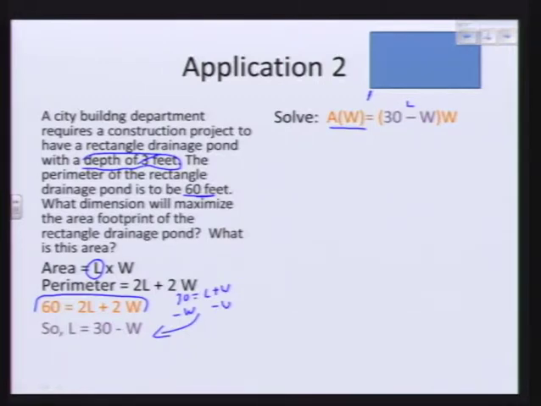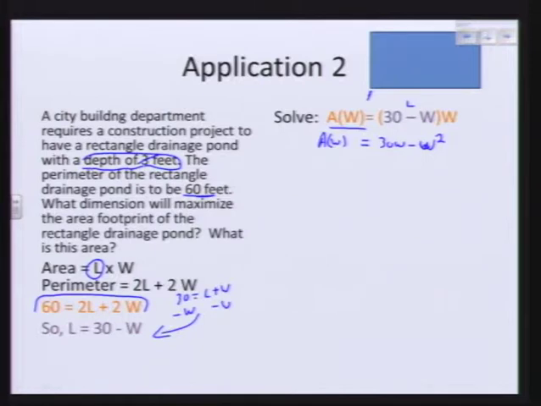All right, so now we're going to see where the quadratic portion of it comes in. So what we're going to do is say, okay, this is going to be equal to what? 30W minus W squared. Again, I'm going to distribute my variable of W through there, and we'll get 30W minus W squared here. All right, so now we have a quadratic function of the area in terms of the width.